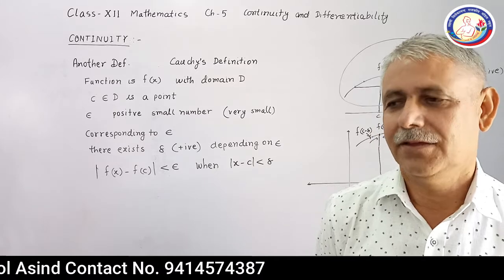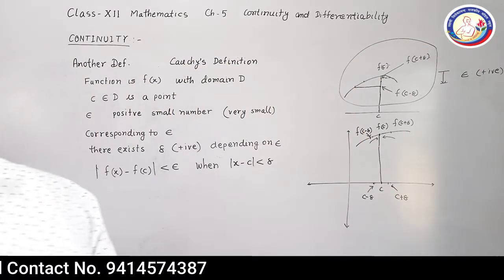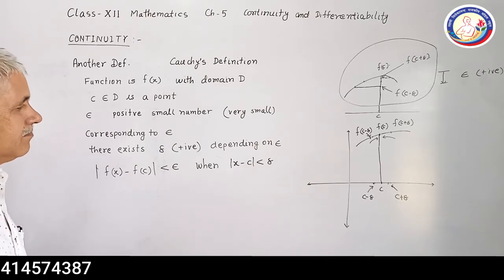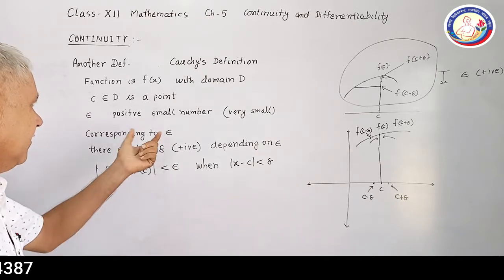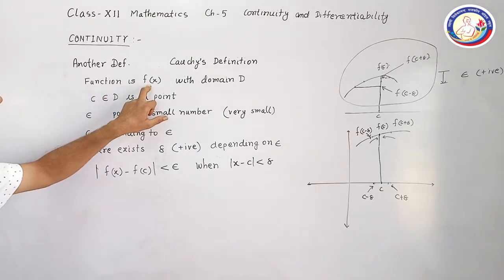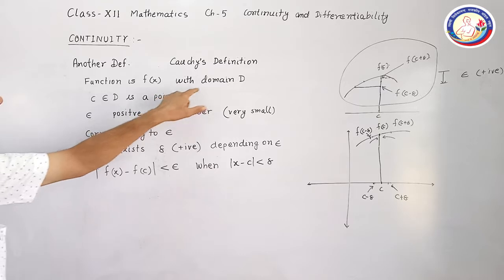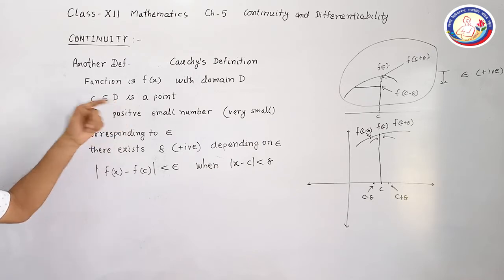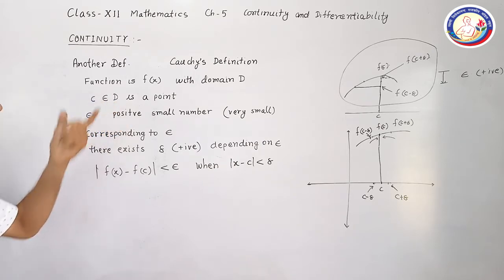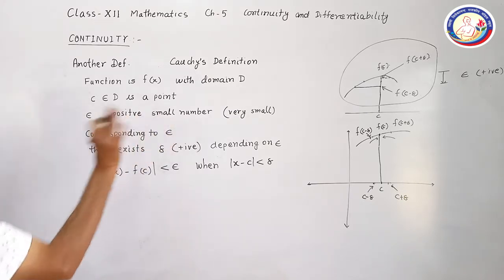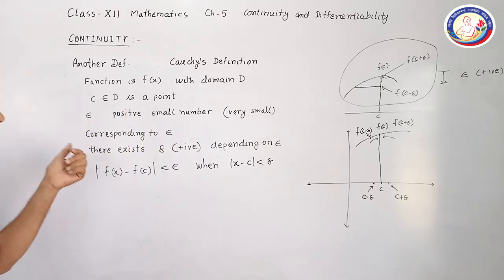A mathematician, Cauchy, explained continuity as follows. If there is a function f with domain D, and c is any point in domain D where we have to test continuity, there exists a small, very small positive number called epsilon.